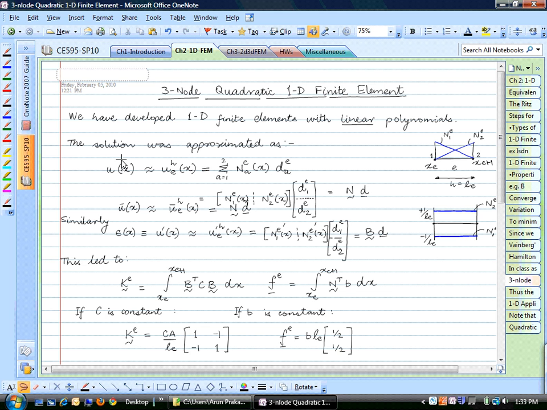So we said that we could approximate our solution, the exact solution within one element, with this sort of expansion. I think these things get shifted on my computer, I don't know why.